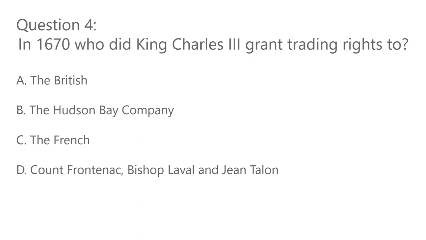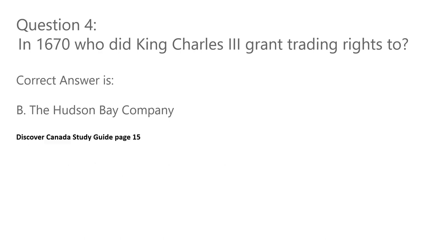Question 4. In 1670, who did King Charles III grant trading rights to? A, the British. B, the Hudson Bay Company. C, the French. D, Count Frontenac, Bishop Laval, and Jean Talon. Correct answer is B, the Hudson Bay Company. Discover Canada Study Guide, page 15.